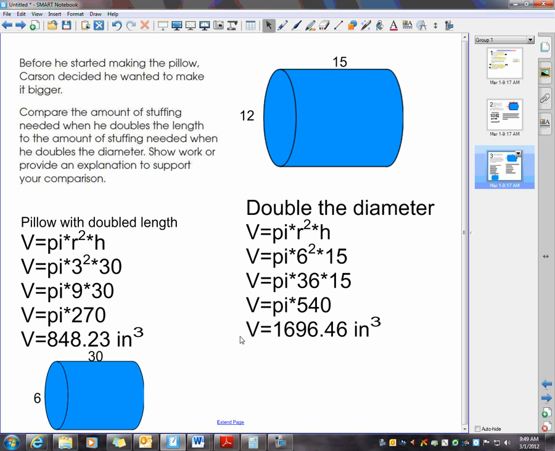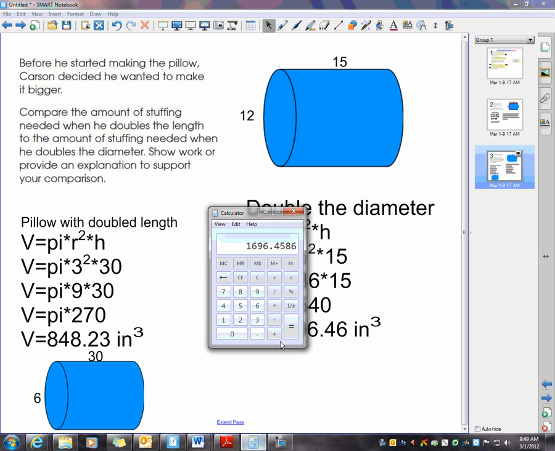So we're supposed to compare these two things. Now, I can tell just by looking that this one is almost twice as big, but I'm going to check that. So I'm going to pull up my calculator, and I want to know, is 1,696.46 divided by 848.23 almost 2? And in fact, it's exactly 2.